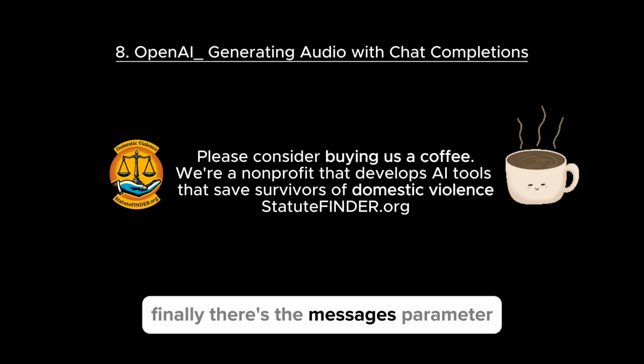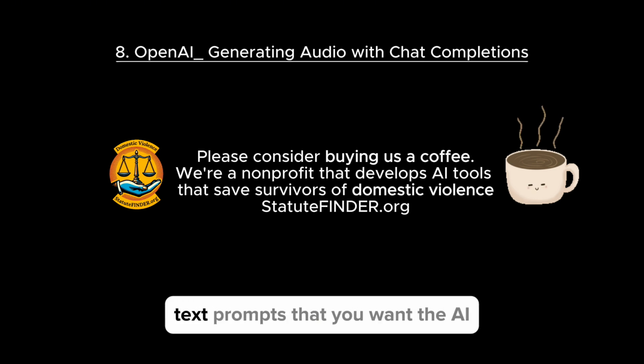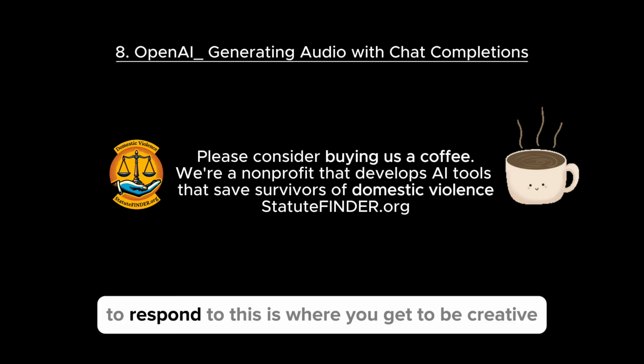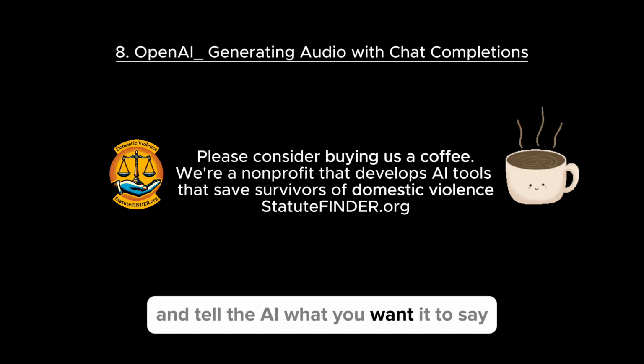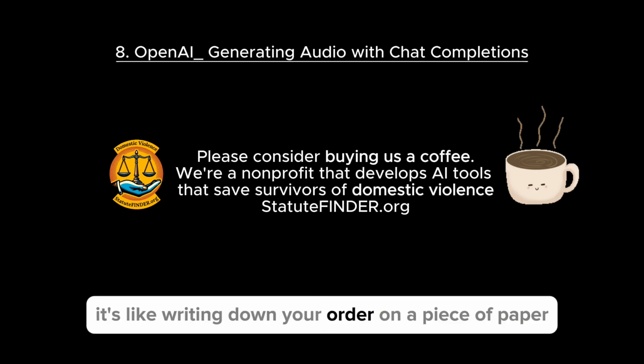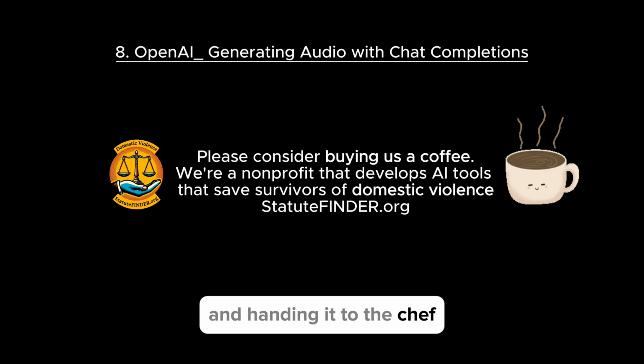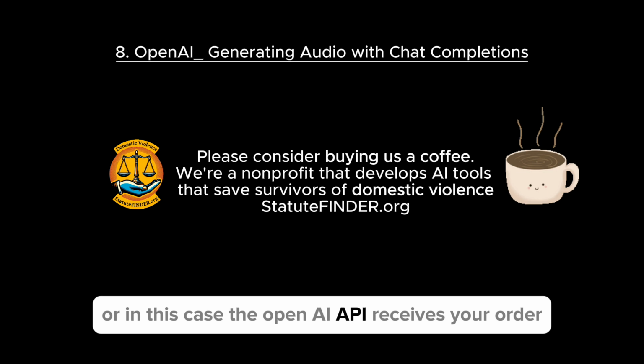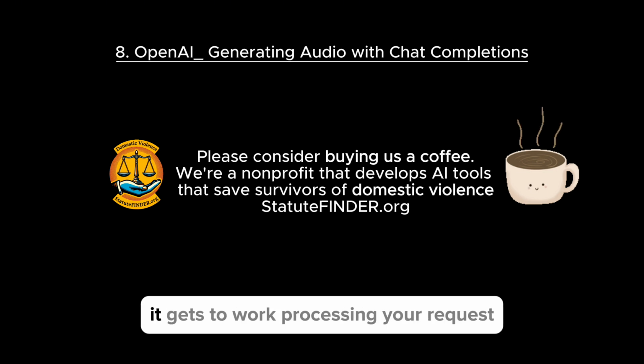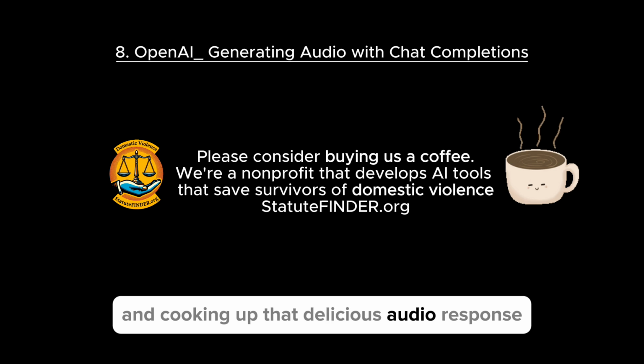Finally, there's the messages parameter, which contains the actual text prompt that you want the AI to respond to. This is where you get to be creative and tell the AI what you want it to say. So it's like writing down your order on a piece of paper and handing it to the chef. Exactly. And once the chef, or in this case the OpenAI API, receives your order, it gets to work, processing your request and cooking up that delicious audio response.